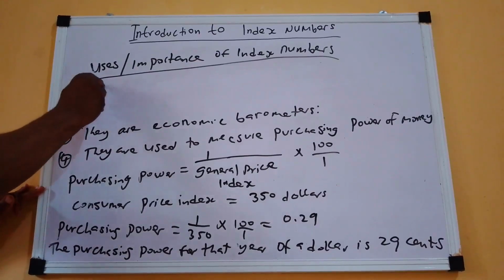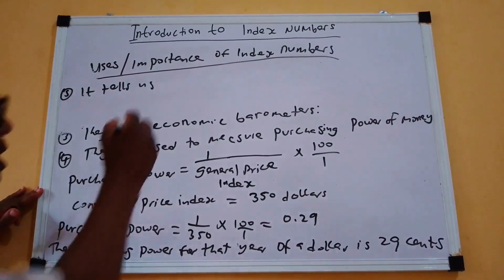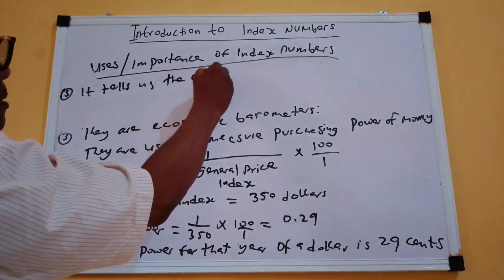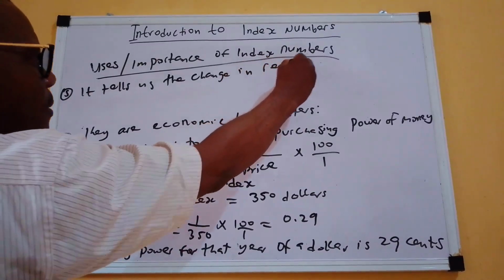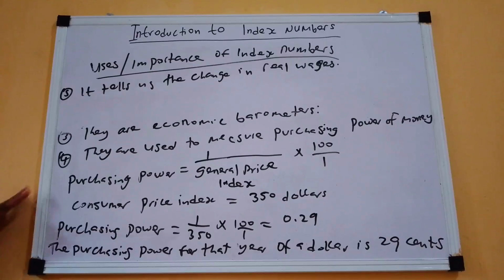Number 5 now, it tells us the change in real wages. So it really means that when this is done, it can be used to study or control the cost of living.